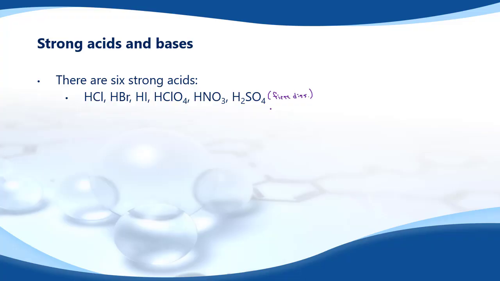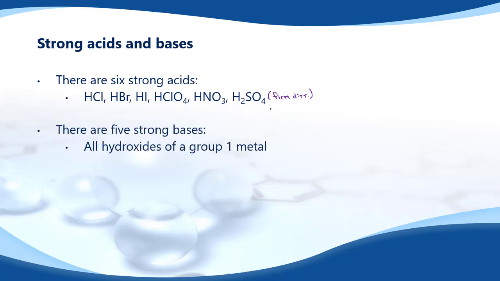Right? Strong bases, there are 5 of them, and these are the easiest set. Strong bases are any group 1 hydroxide. So this means lithium hydroxide, sodium hydroxide, potassium hydroxide, rubidium hydroxide, and cesium hydroxide. Francium hydroxide is probably a strong base, but I think it's a little bit too radioactive for us to test it and find out. Right, so these are our strong acids and our strong bases.